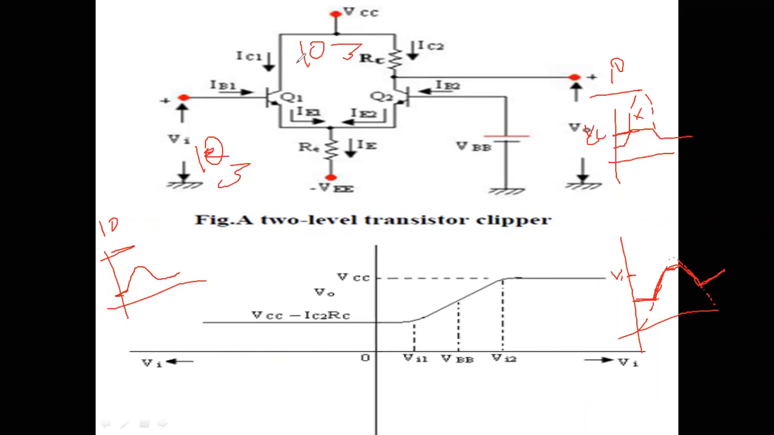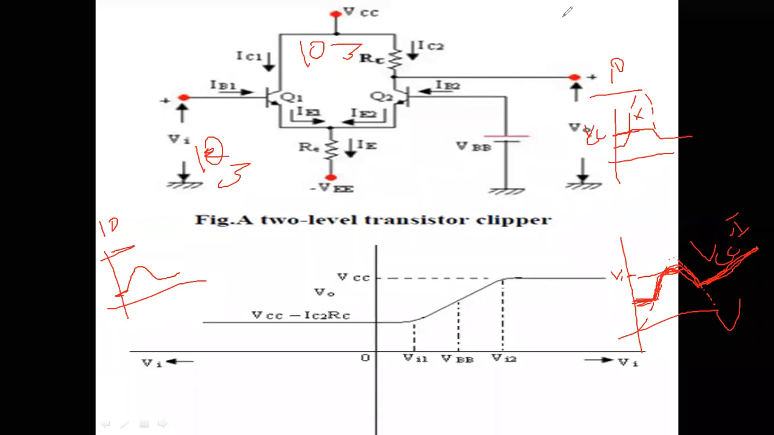If the VCC is 10 volts, what happens? It should be less than that voltage. Therefore your output voltage will be in this shape. It will start from the cut-in voltage if it is a positive cycle, and increase up to VCC, and then it decreases, and in the negative cycle the voltage will be maintained constant. In the negative cycle, this voltage is nothing but VCC minus ICRC.